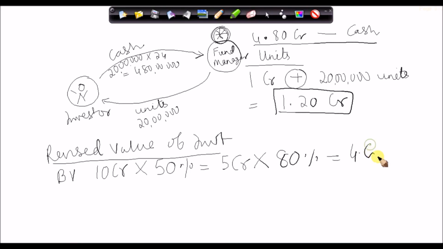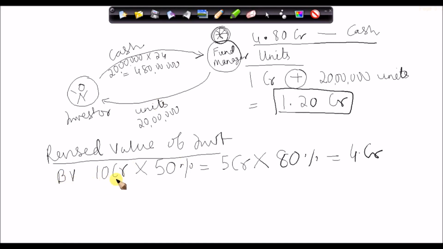So 4 crores. Okay, 5 into 80% is 4 crores. So now we have a revised value of investment which is 4 crores. So what I'm going to do is, we're going to read further. I'm going to explain this one more time.